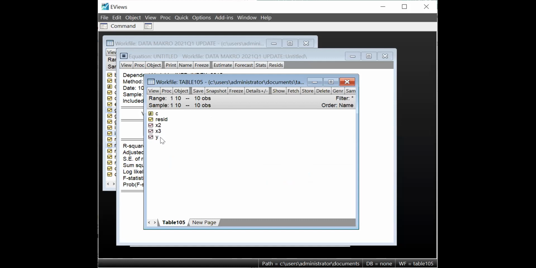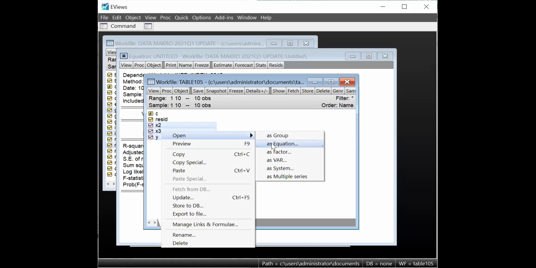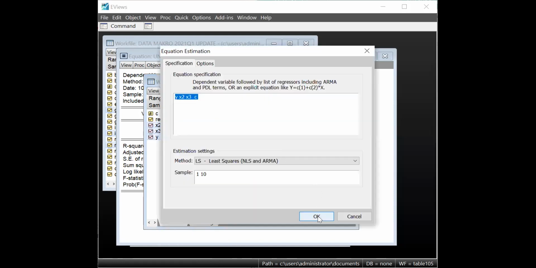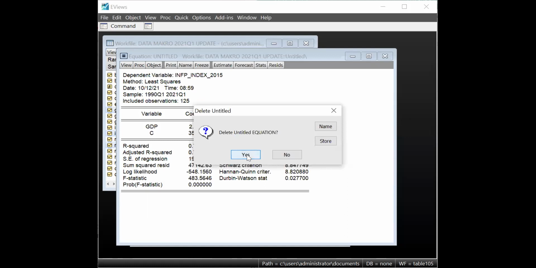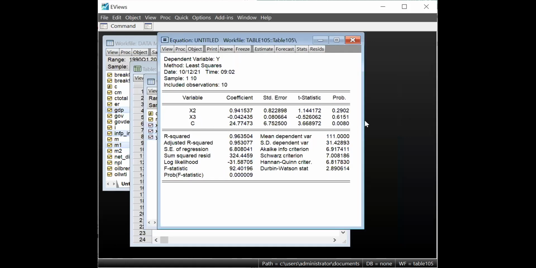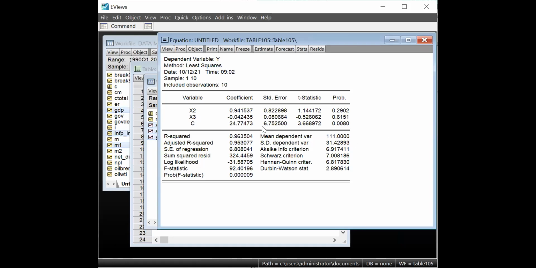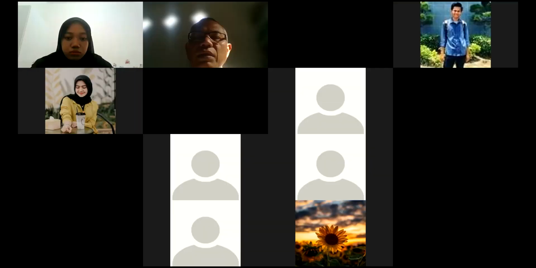This one y, x2. Sorry, let me choose again x2, x3, and then we open this equation, new equation model. Here we run this one. We have this one. None of the variables is statistically significant here. You see? Very high probability. We have two examples here. One from large sample, another one from small sample size.